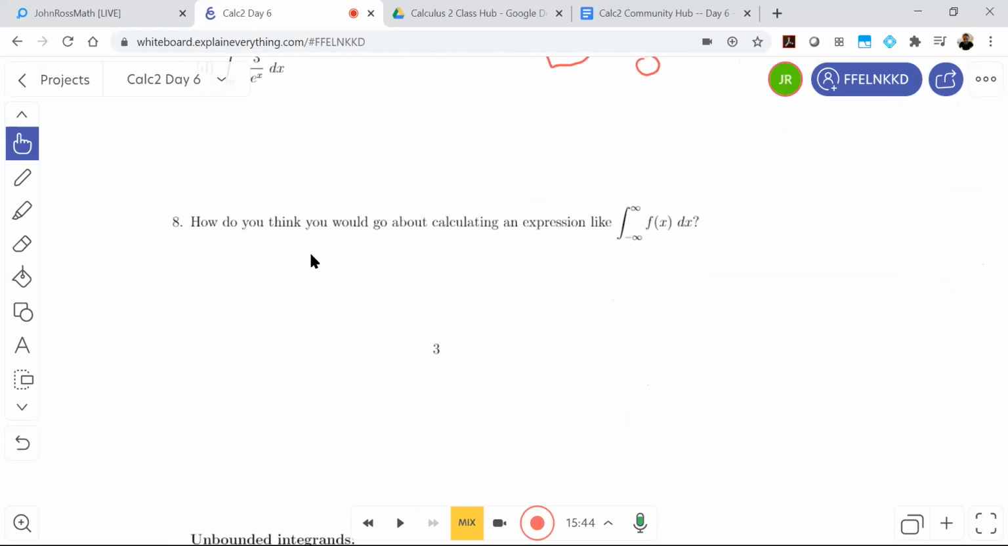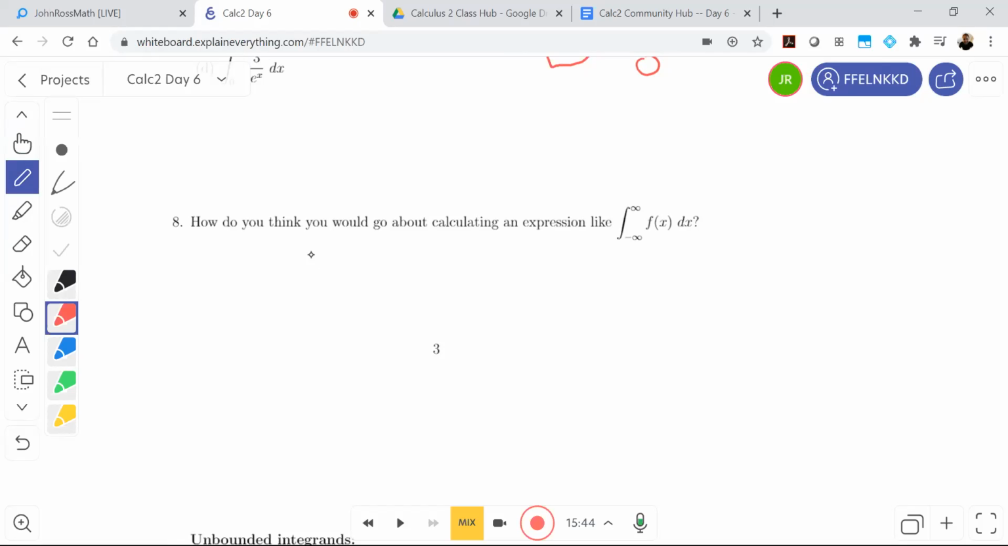Right, so an expression like the integral from infinity to negative infinity of f of x dx. So that's calculating across the entire number line. How might we go about doing that? Well, we now have this technique for calculating something that has a definitive endpoint and goes off towards negative infinity or positive infinity. And so we want to take advantage of that in this calculation.